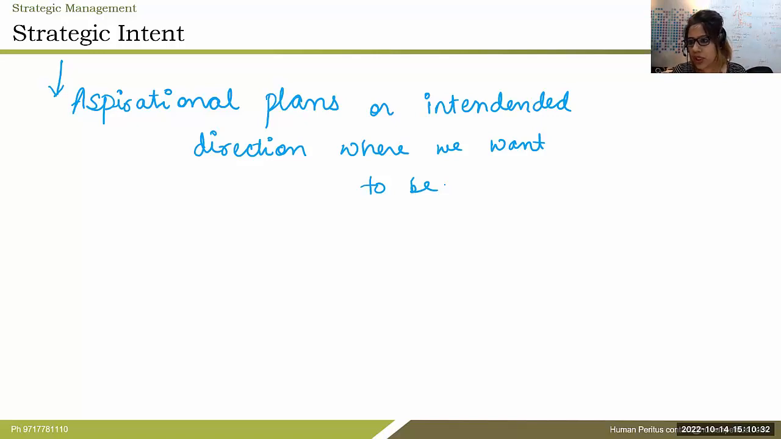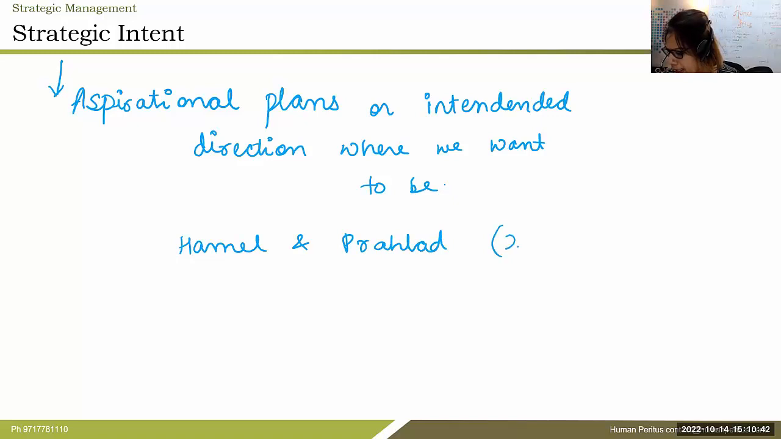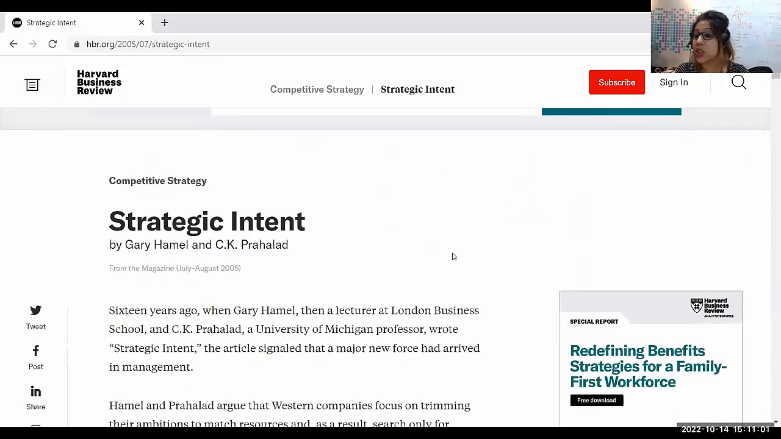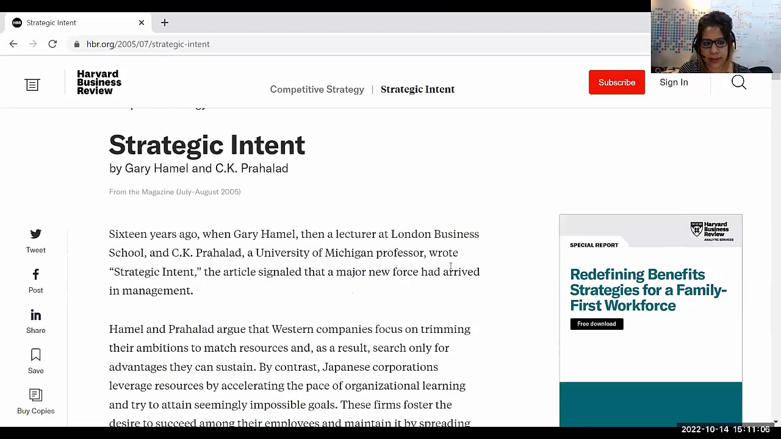This concept of strategic intent was introduced by Hamel and Prahalad. I think that goes back to 2005. We will just check that for you. I will show you a paper that was written in HBR. Let's go through that paper once. Yeah, this is the paper. I hope everybody is able to see this paper. This paper is from Harvard Business Review, and yes, it was in 2005 this paper was written, and it actually talks about strategic intent, right?